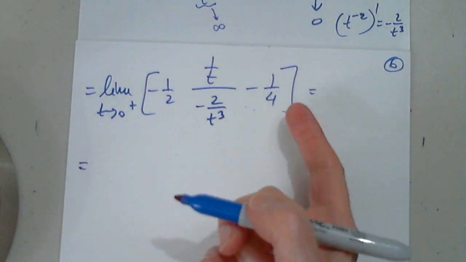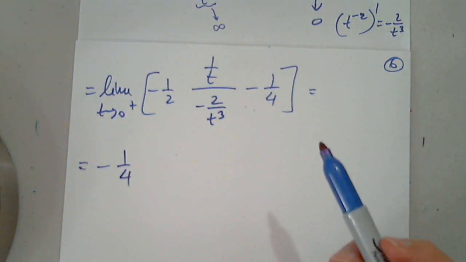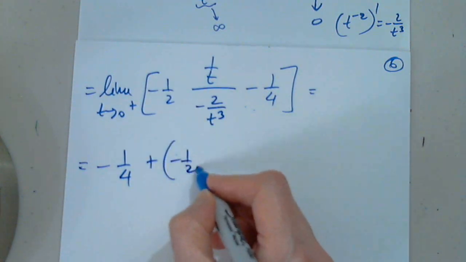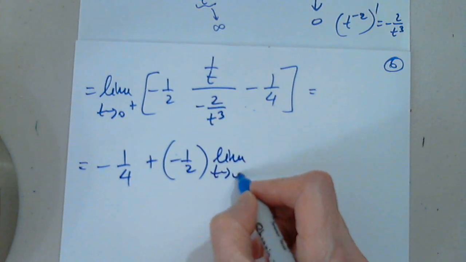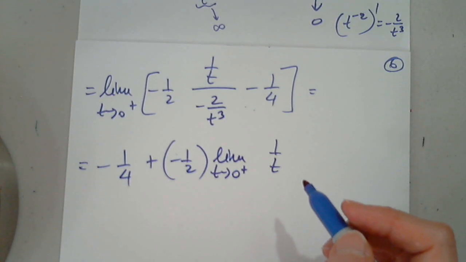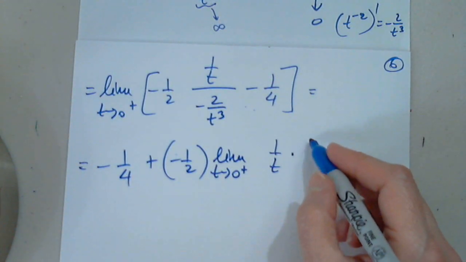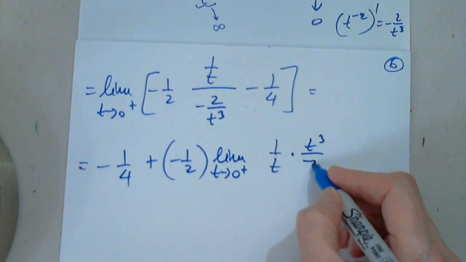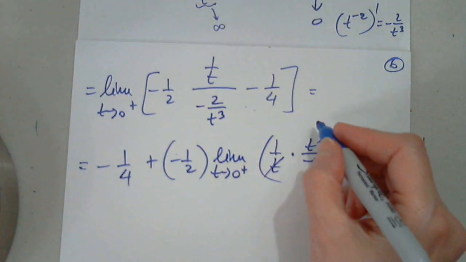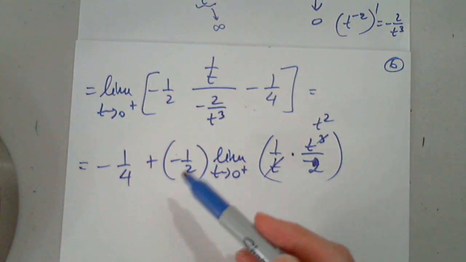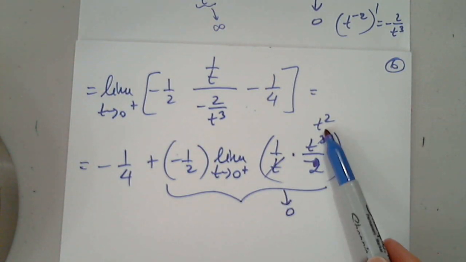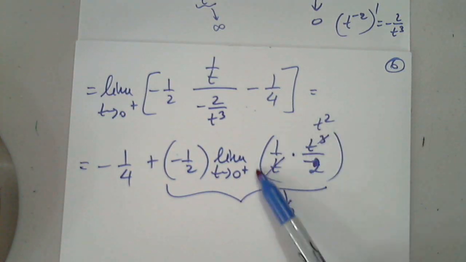Okay, so as I said, I was going to put it in front. And when we simplify, so this is positive, we can put -1/2 in front. Limit as t approaches 0 from the right. So I have 1 over t times t to the third over -2. When I simplify, I get t squared. But all this piece will approach 0. How come? Because I have t squared over -2 when t approaches 0. So this is 0.